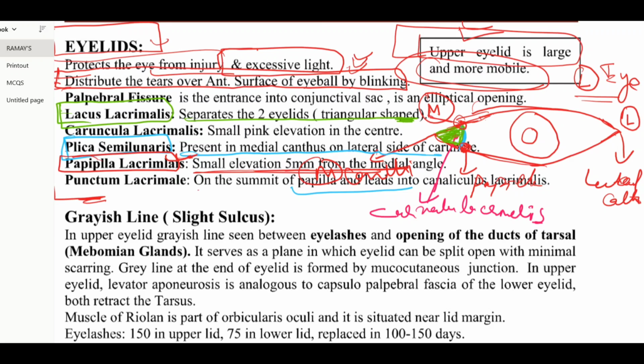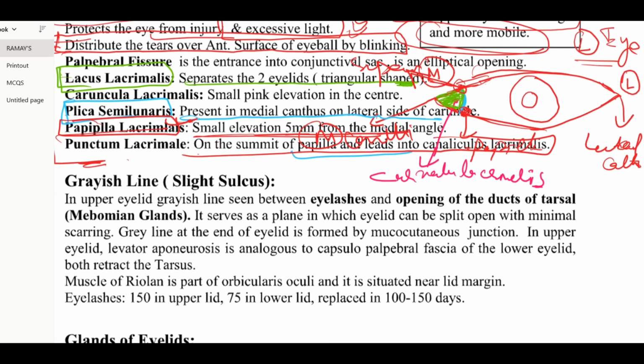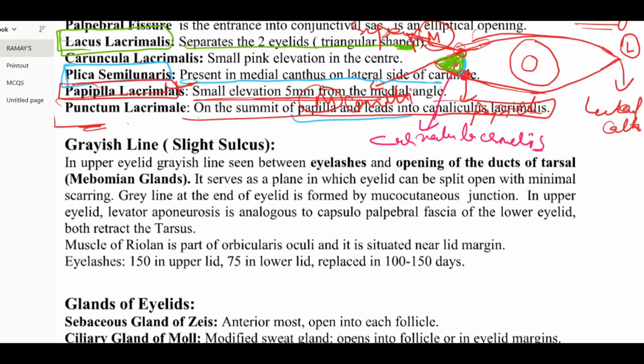Superiorly is the superior punctum, and inferiorly is the inferior punctum. The punctum lacrimale is on the summit of the papilla and leads into the canaliculus lacrimalis. The canaliculus lacrimalis is present here. It opens here, there. Okay, I hope all these structures will be clear now.